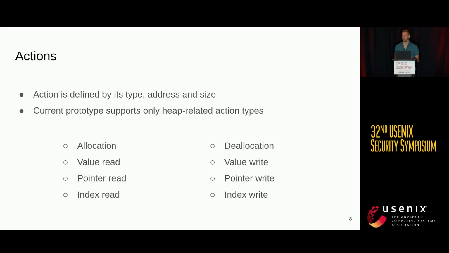I've talked about actions so far a little bit. An action is a high-level operation with some semantic meaning. We define it through its type, address, and size. The last 2 are very intuitive. For an allocation, for example, it's just the start address and the size of this buffer. The type in our prototype is restricted to heap-related actions. So we have allocations, deallocations, and some reads and writes.